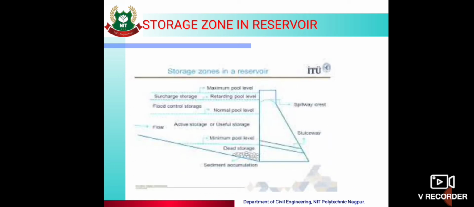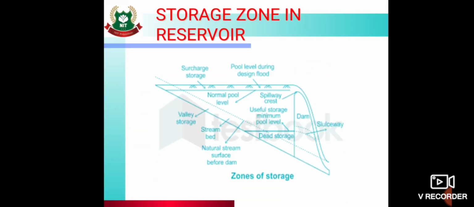Then storage zones in reservoir. So there are various storages in the reservoir. So we will see one by one. So zones of storages: dead storage is there, then surcharge storage, then useful storage, then valley storage, bank storage. All are the various zones of storages in the reservoir. So we will see one by one.